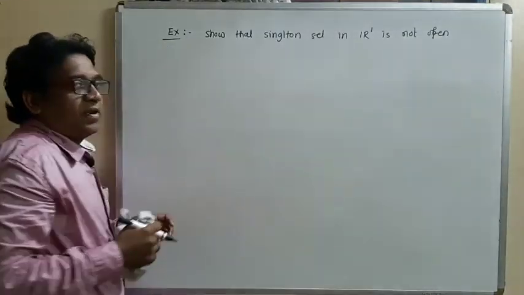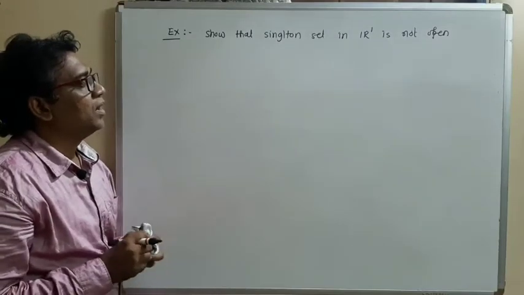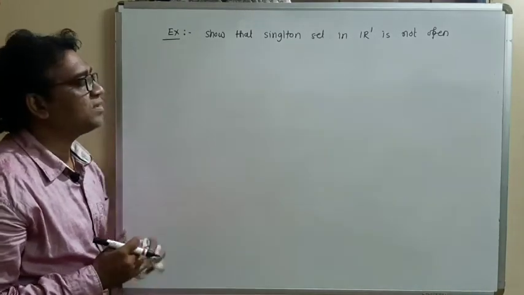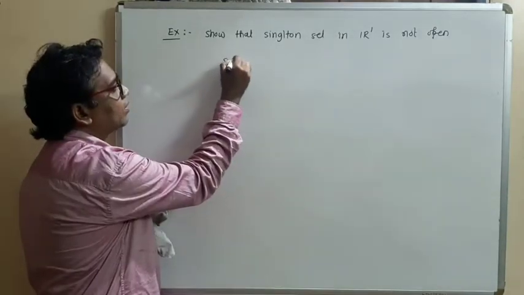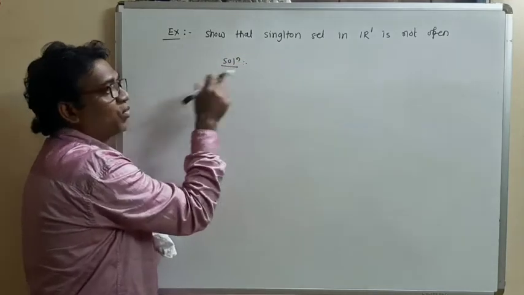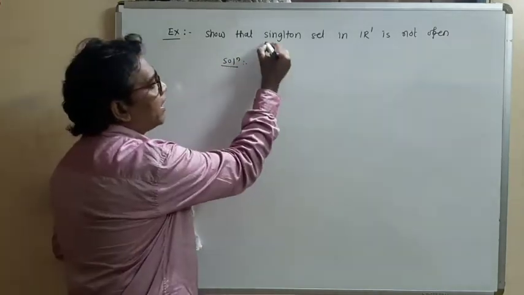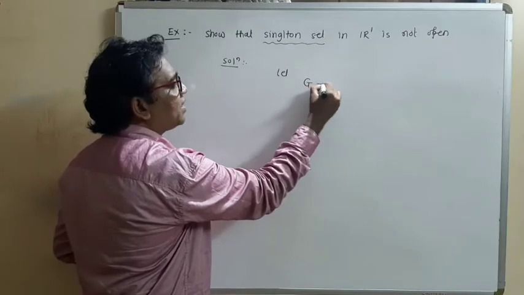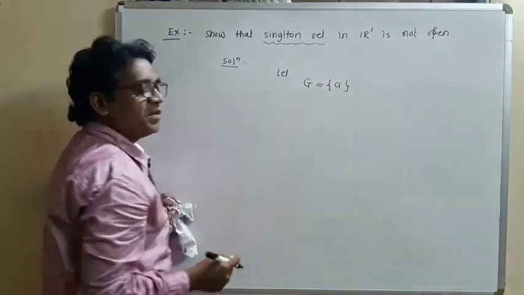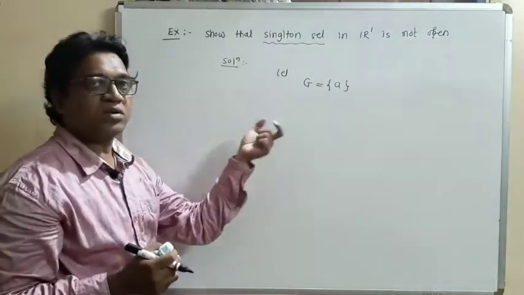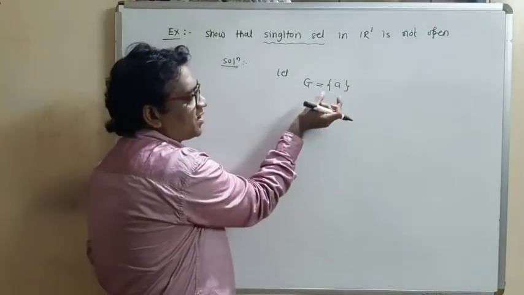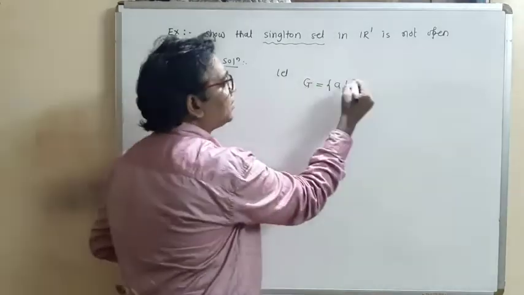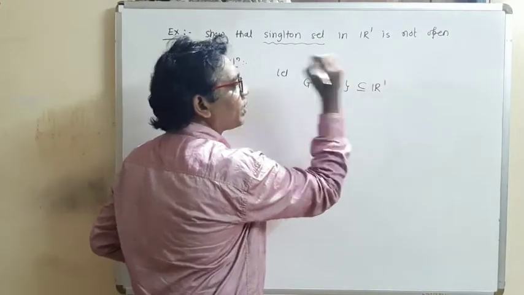Now let us take this example. Show that a singleton set in R1 is not open. See what is given. We are given a singleton set. So let us take G as a singleton set. Singleton set means it contains just one element. We denote this singleton set by G, and let us take it in R1.